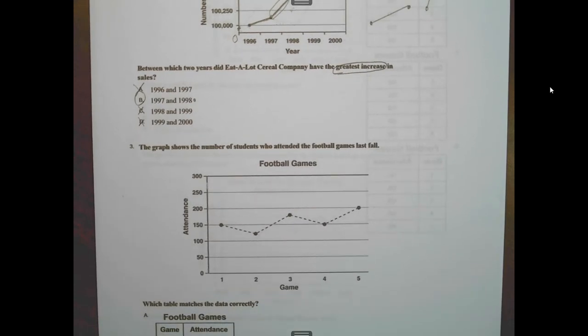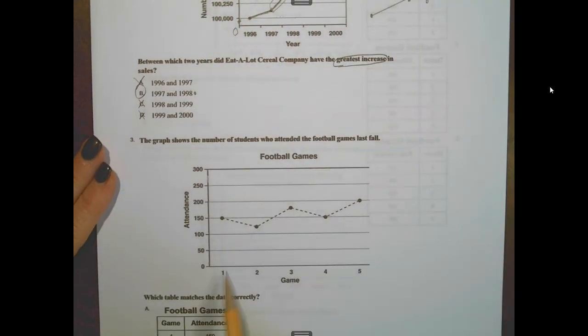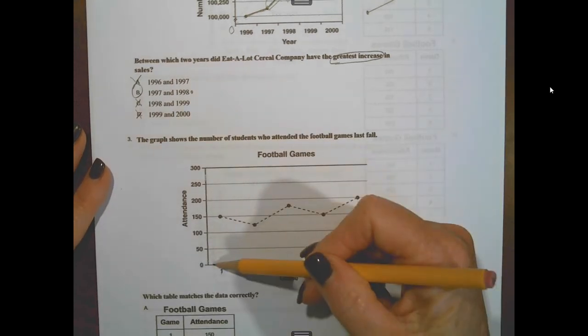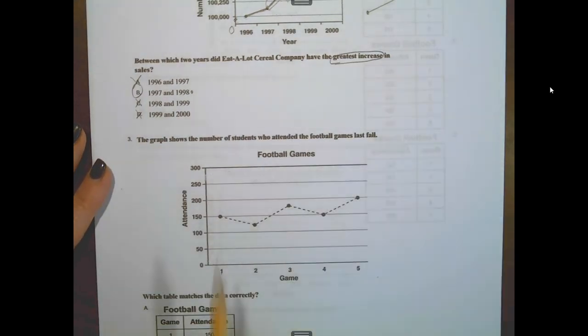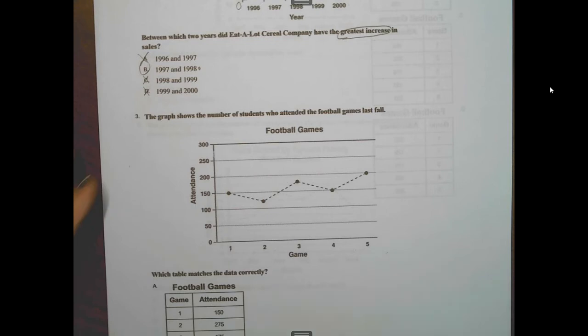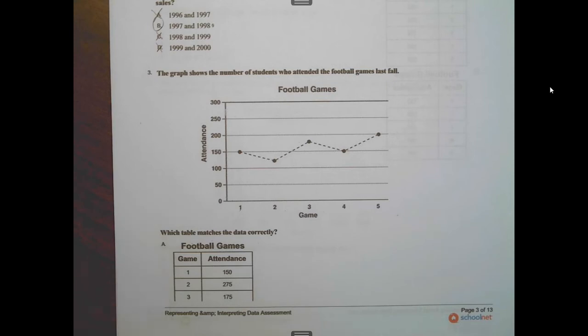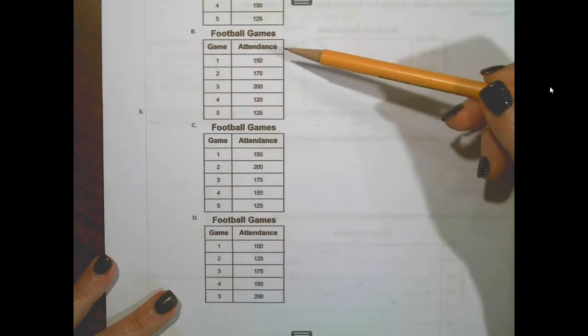All right. Number 3. The graph shows the number of students who attended the football game last fall. So here are the 5 different games being represented. Here are 0 students up to 300. I noticed that they don't have the vertical lines, but we can picture where they would be. I want to know which table matches the data correctly. Oh, cuts off a little bit here. So game number 1. So what they're doing, and it's kind of cut off here, but you can see for each of your answer choices that you have on your computer screen, it's giving you the attendance.